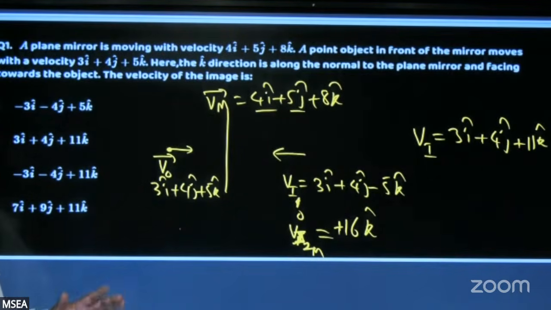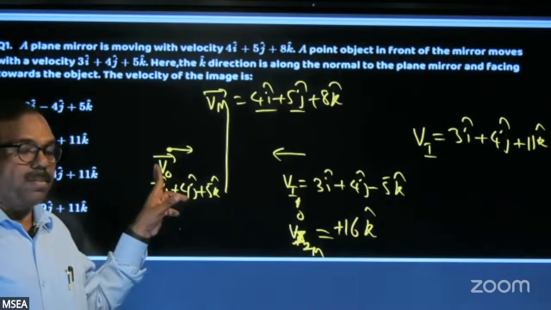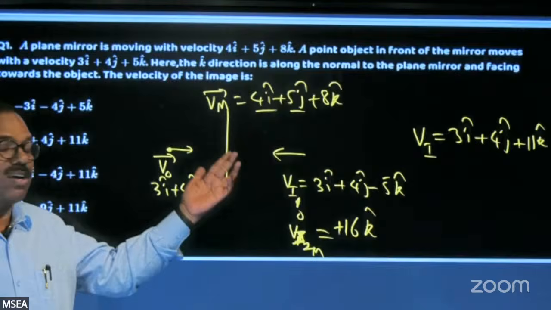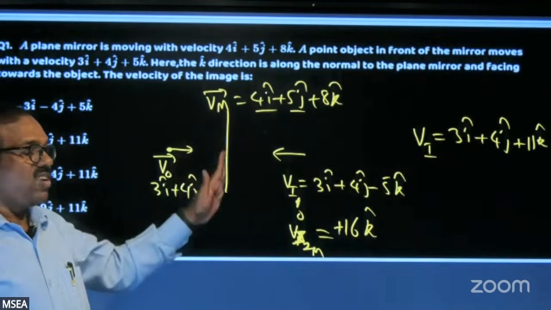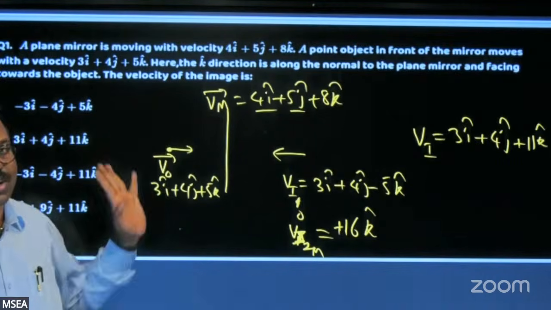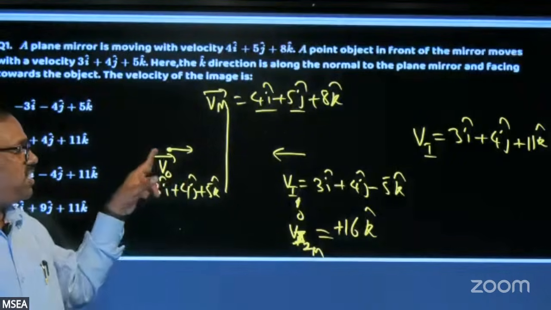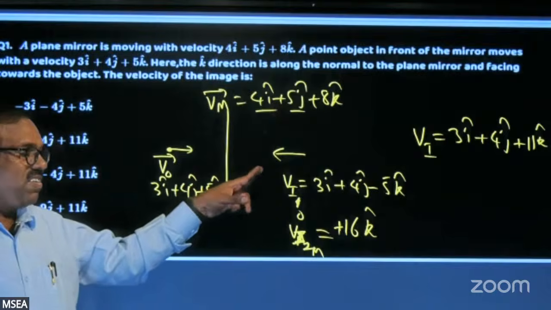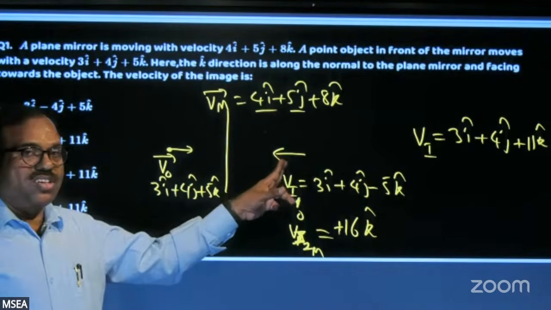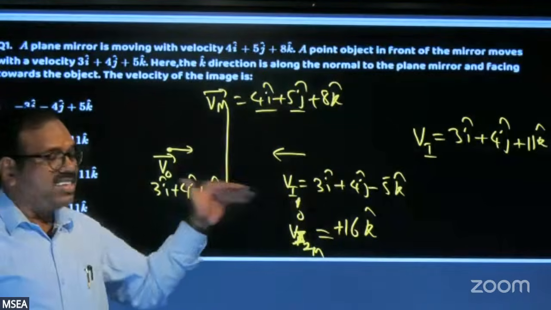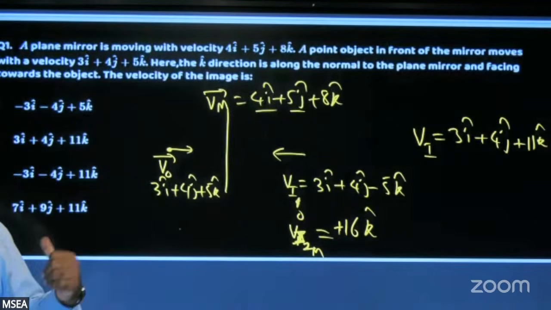You have to remember that whenever the mirror is moving, the image moves with double the velocity, but only perpendicular to the plane of the mirror. The remaining things won't change. But if the object is moving, whichever component is perpendicular to the mirror will reverse its direction, and the remaining things are the same. This is important, you have to remember.